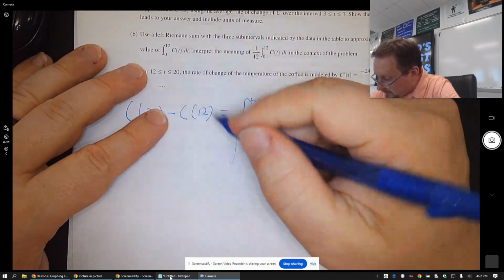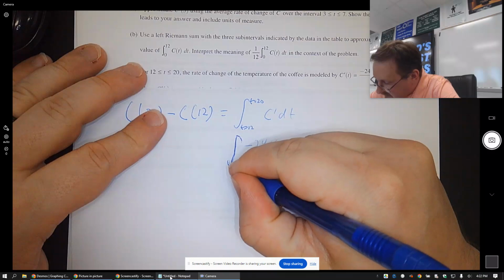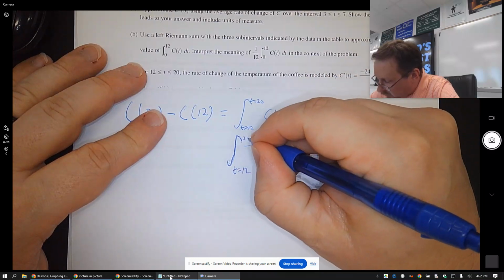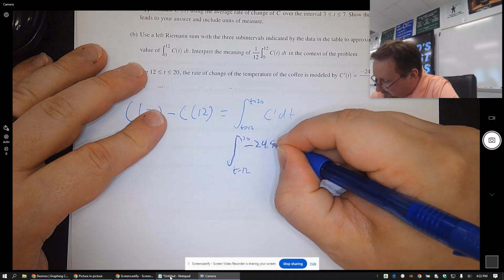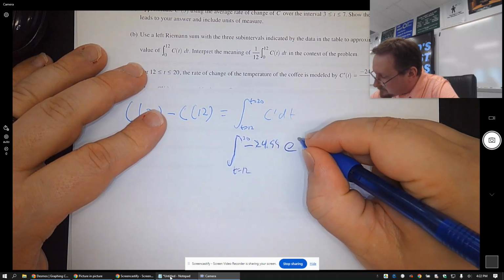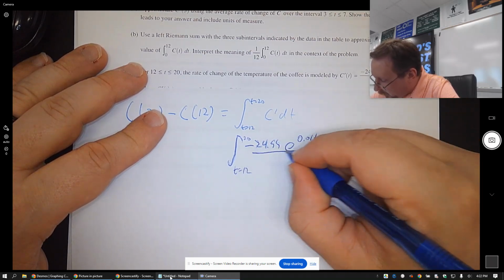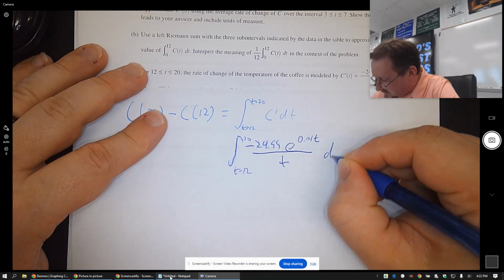Okay, so the integral from t equals 12 to 20 of negative 24.55 e to the 0.01t over t dt.